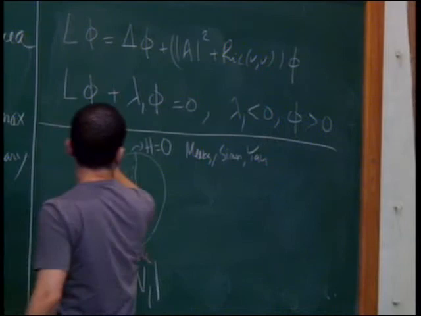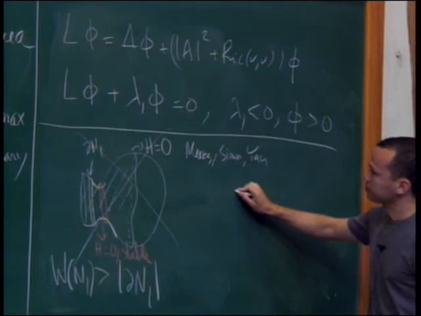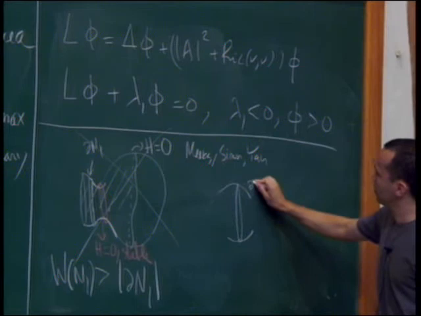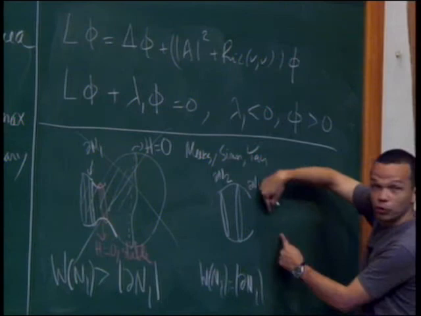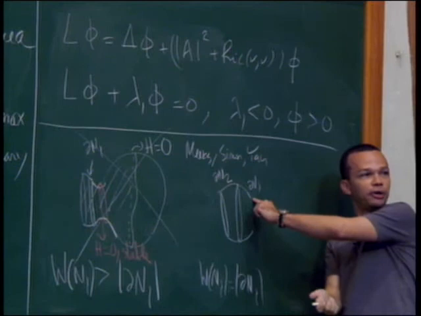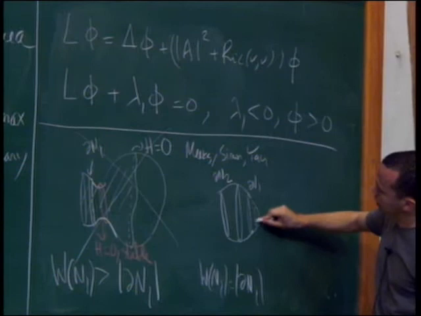The right picture is the following. Here is the boundary of N1, boundary of N2. So this cannot happen. So the width of N1 has to be equal to the area of the boundary. That means that you can foliate the inside with surfaces of area strictly less than the area of the boundary. So the right picture is something like this. You find a sweepout with area controlled.